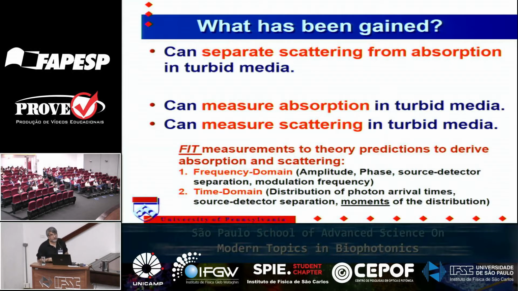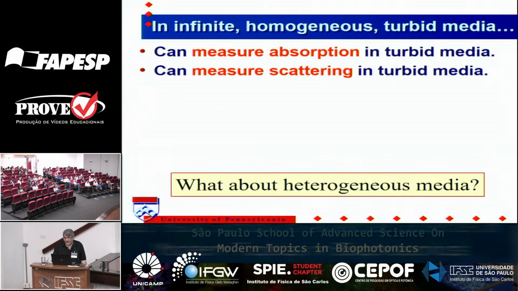Or I could also measure it versus modulation frequency. In the time domain, I'll just measure the photon arrival times. Again, it's better if you do it at a bunch of different positions to build in some redundancy. But that's what you want to do, and it's very nice that the solutions are analytic. All right? So in the infinite homogeneous turbid media, we're in good shape.